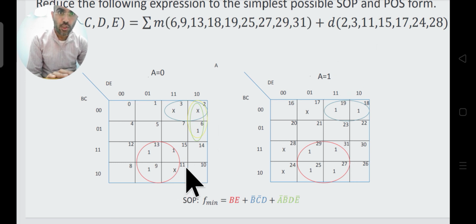So 15 should have been marked cross, but I have marked it as 1. So it is a mistake. Okay. So then 17. 17 is also marked as cross. So no problem. 24. 24 is marked as cross. No problem. 28. 28 is also marked as cross. So there is one mistake.